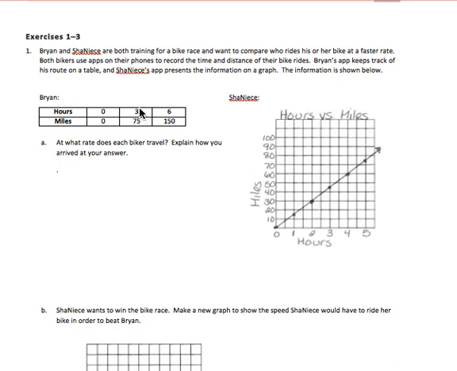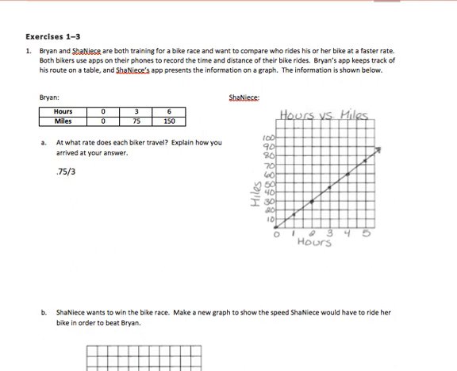Considering our first entry, the hours would be X and our miles would be Y. What we should do is divide 75 by 3, and that will give us the rate. 75 divided by 3 is 25 miles per hour. We name our rate unit in the same order as we are reporting the numbers. So 25 miles per hour.